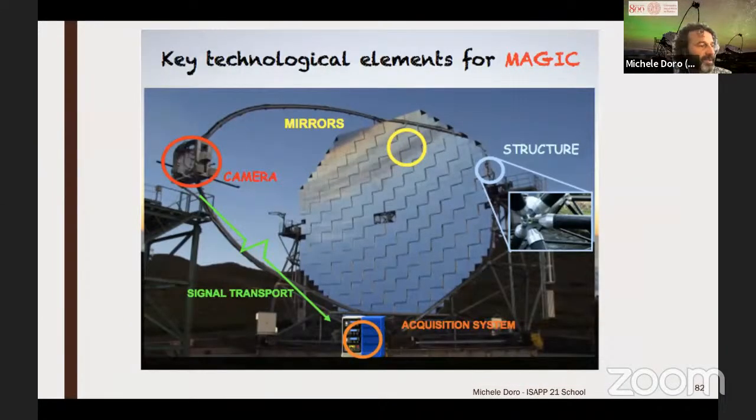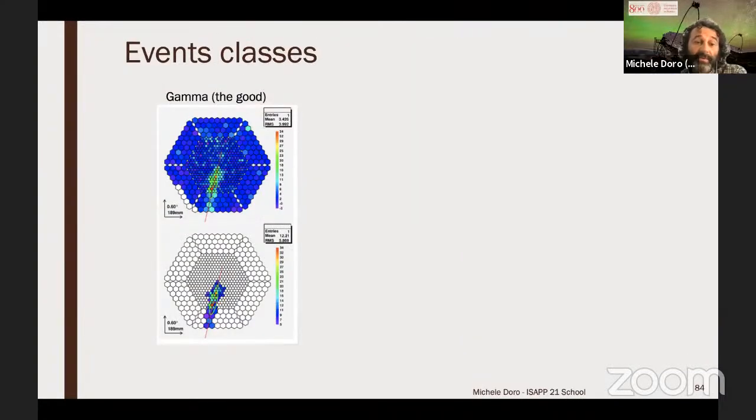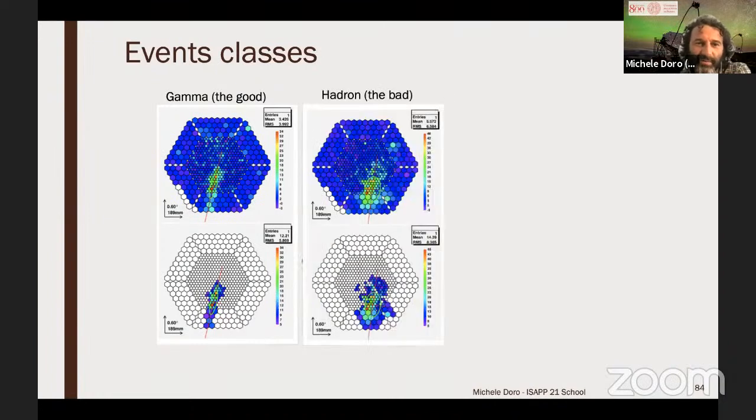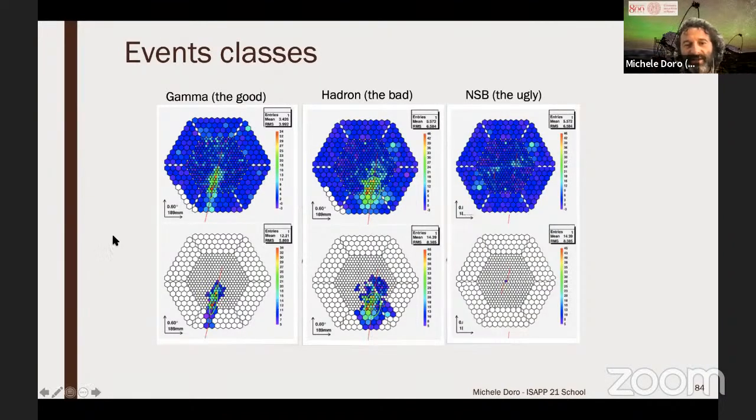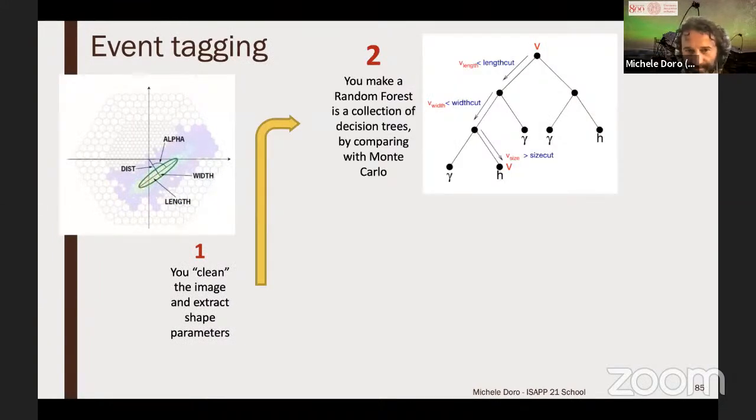I'm checking the time because I want to say something more. Okay, let me skip this. If you want to learn, for Fermi, you can do analysis. For IACTs, it's a little bit more complicated to open the analysis to external people because the classification of events is a little bit more complex for us. That's a gamma, regular; that's a hadron, a little bit irregular; that's background light. So we have to tag events like this.